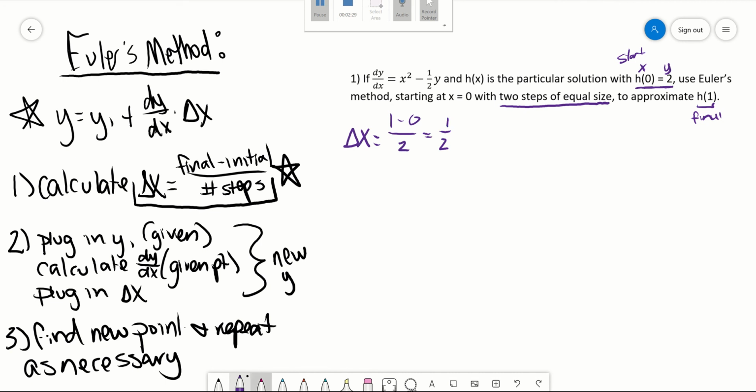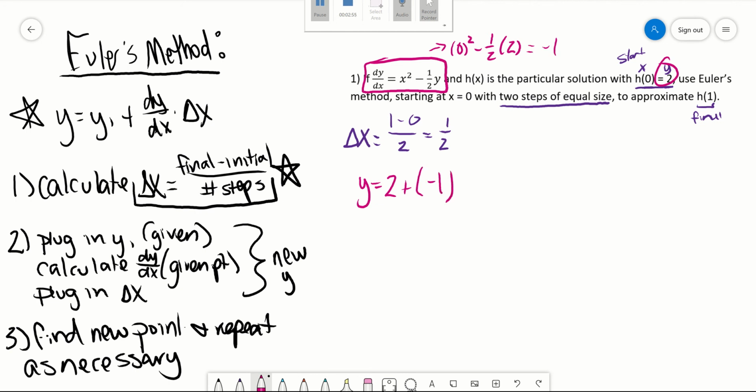That never changes. So now we go on to our step 2, and that's where we're using this equation. So y equals, this is your y1, plus dy dx comes from here. So x is 0, so 0 squared minus 1/2 y is 2. So that means dy dx comes out to -1. And then we plug in delta x. So that means we have 2 minus 1/2, which is going to give us 3/2.